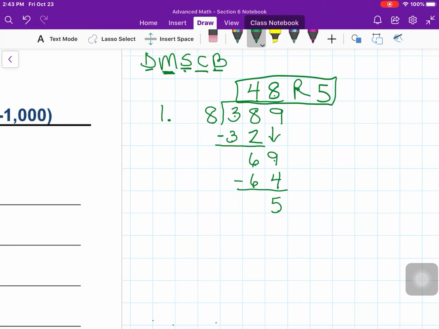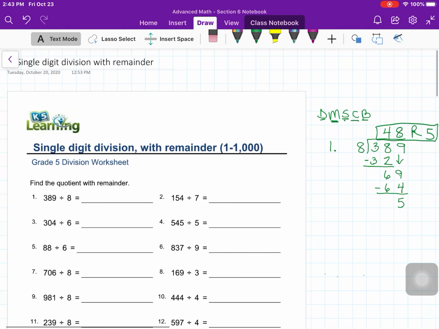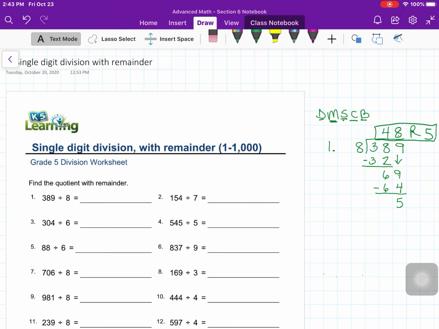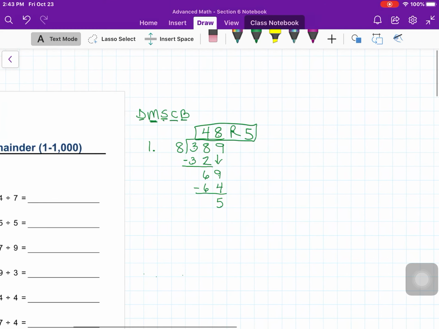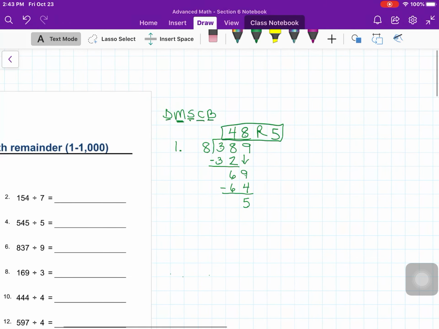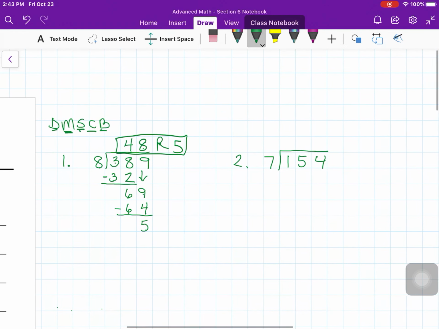All right, let's go ahead and sneak back here. Let's do one more together. We'll do number 2 together. 154 divided by 7. So I'm going to put number 2 over here. I'm going to keep things nice and neat. My 7's my divisor, goes on the outside. And in the house is the dividend, 154.